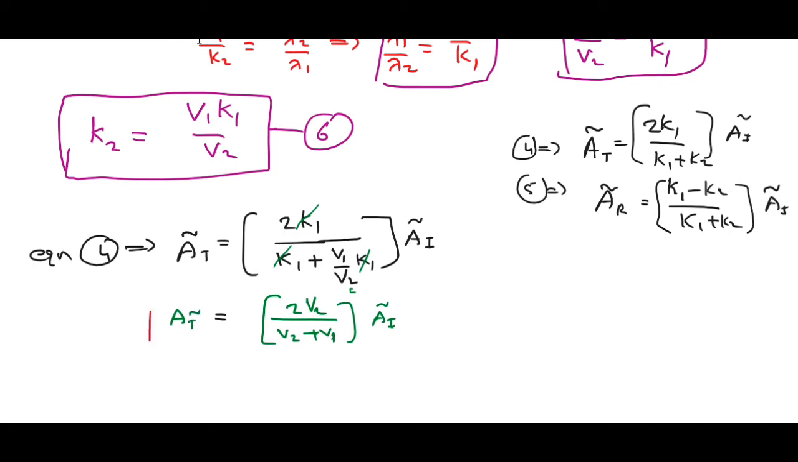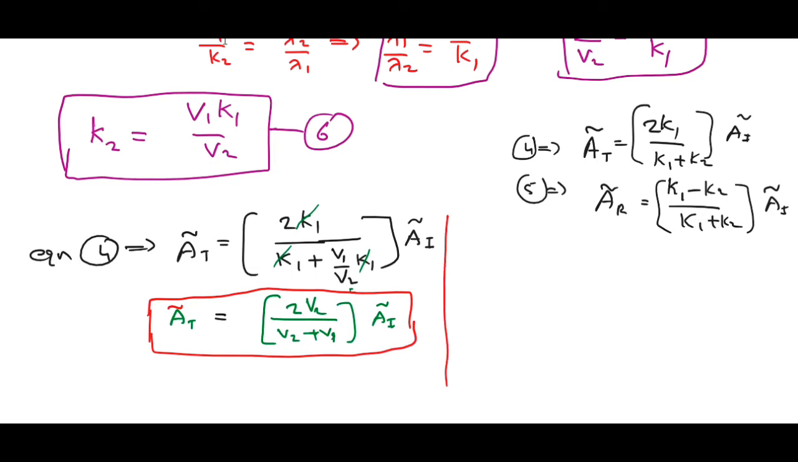Okay, this is the transmitted amplitude in terms of the wave velocities. In the similar fashion, we can write equation 5, that is the reflected amplitude.